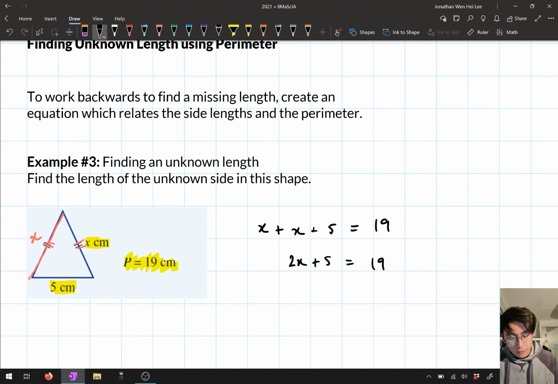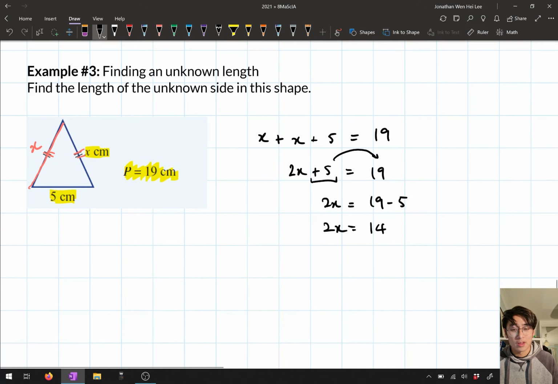So first thing I can do is I can move that 5 over to the other side. When I move something over to the other side, I'm subtracting it. So here I'm going to go 2x is equal to 19 minus 5. And so that gives me 14. So 2x is equal to 14. Okay, then from there I can divide both sides by 2 to get me x. So x is going to be 14 divided by 2, and that gives me 7. So that tells me that x is 7 centimeters long.